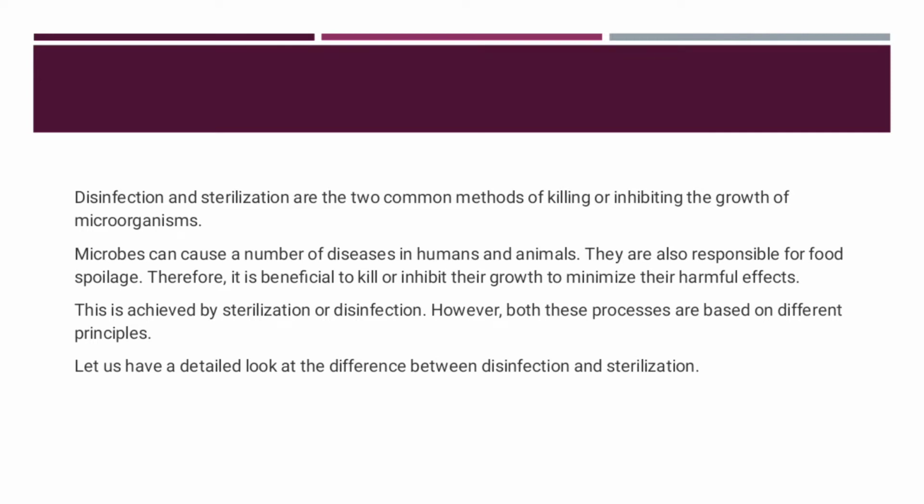Sterilization and disinfection are the two common methods of killing or inhibiting the growth of microorganisms. Microbes can cause a number of diseases in humans and animals. They are also responsible for food spoilage. If food is spoiled, it is mainly because of microbes. Therefore, it is beneficial to kill or inhibit their growth to minimize the harmful effects.